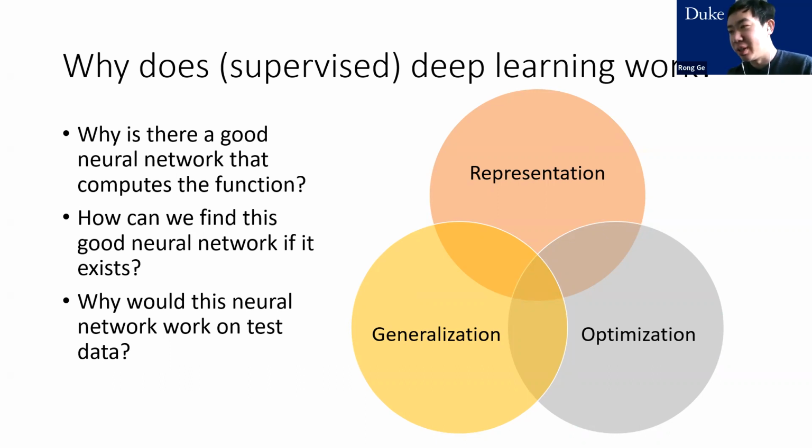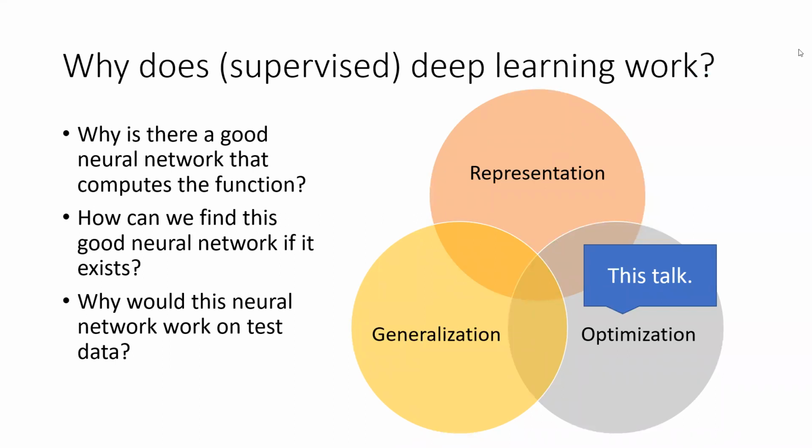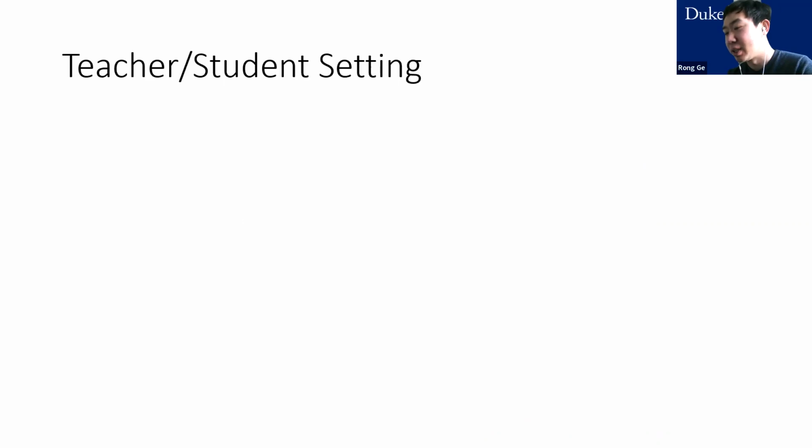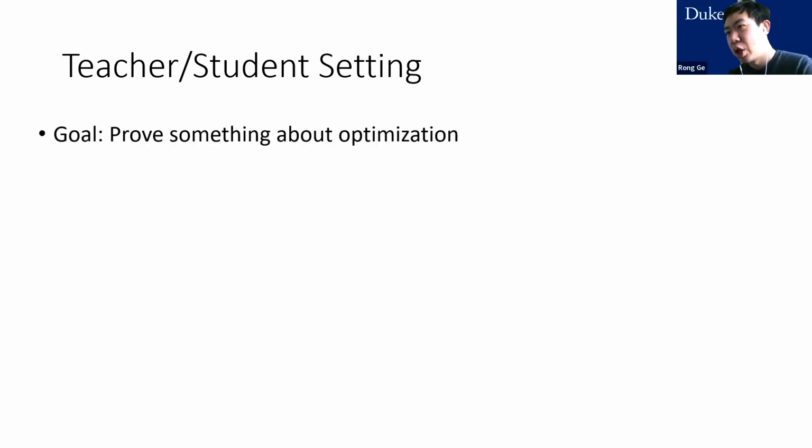During recent years, there have been a lot of developments in all three aspects, and people have been realizing that all three of these aspects are closely entangled together. However, in this talk, we are just going to focus more on the optimization aspect of deep learning. In order to assume away the problem of representation and generalization, we are going to focus on a specific setting, which is often referred to as the teacher-student setting for theoretical understanding of neural networks.